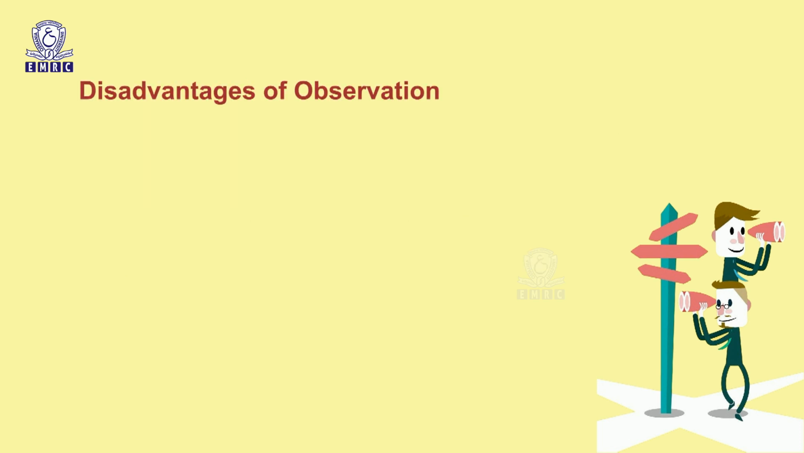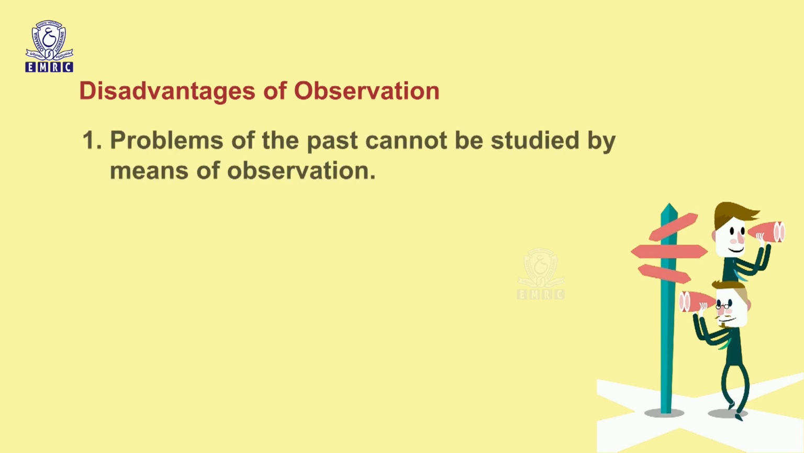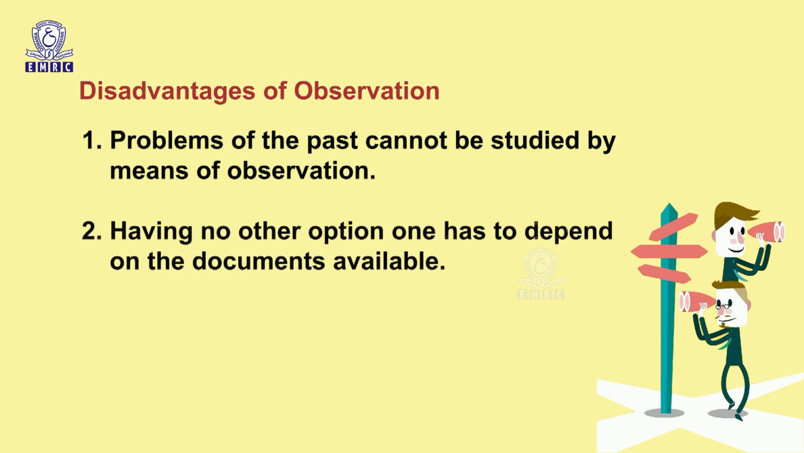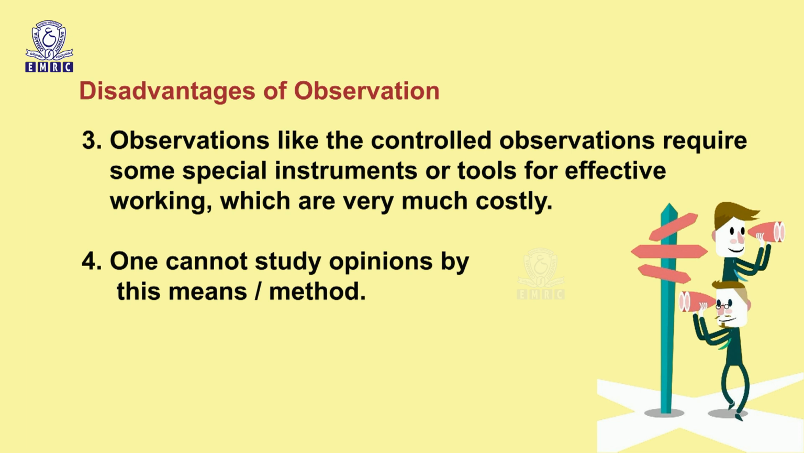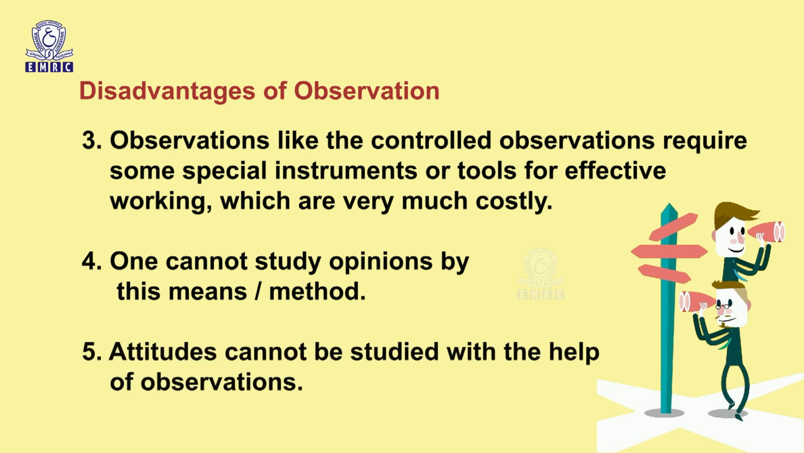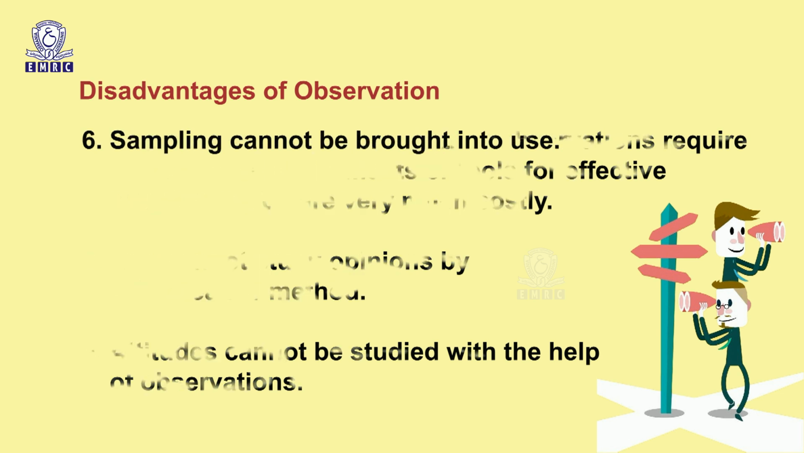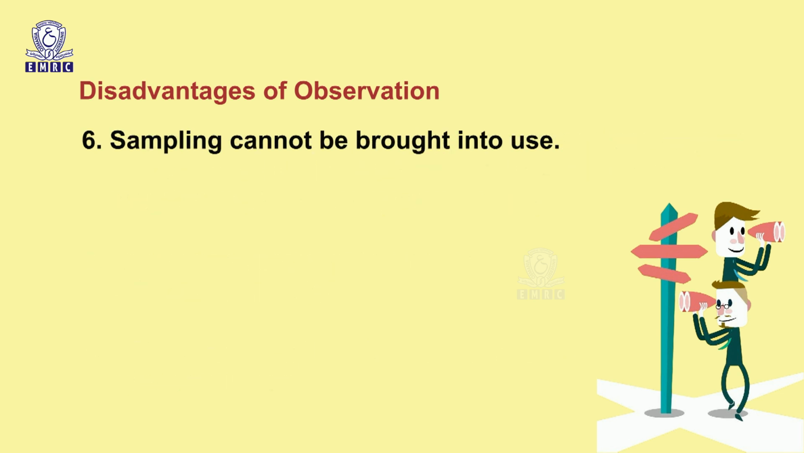And the disadvantages of observations are that the problems of the past cannot be studied by means of observation. Second, having no other option, one has to depend on the documents available. Third, observations like the control observation require some special instruments or tools for effective working, which are very much costly. Fourth, one cannot study opinions by this method. Fifth, attitudes cannot be studied with the help of observations. Sixth, sampling cannot be brought into use.